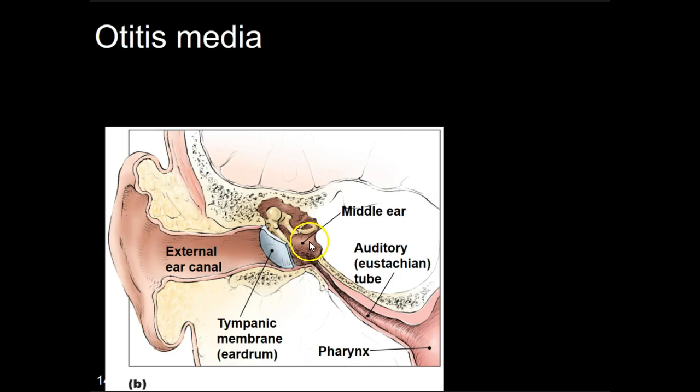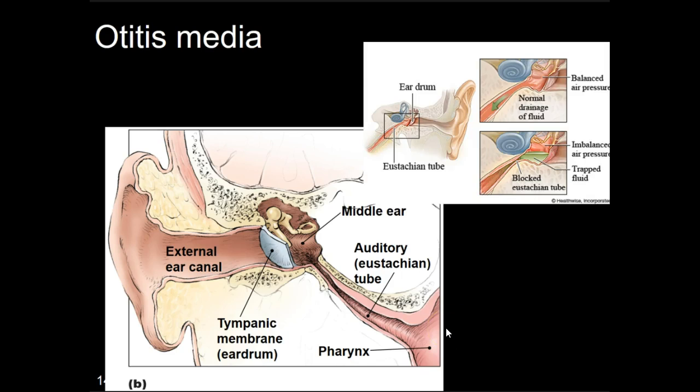This is the middle ear. The middle ear is connected to the pharynx by this auditory tube, the Eustachian tube. This Eustachian tube can occasionally become blocked. So here we have the eardrum again. The ear is on the outside. Here's that external ear canal. Here's the eardrum, which is the same as this one.